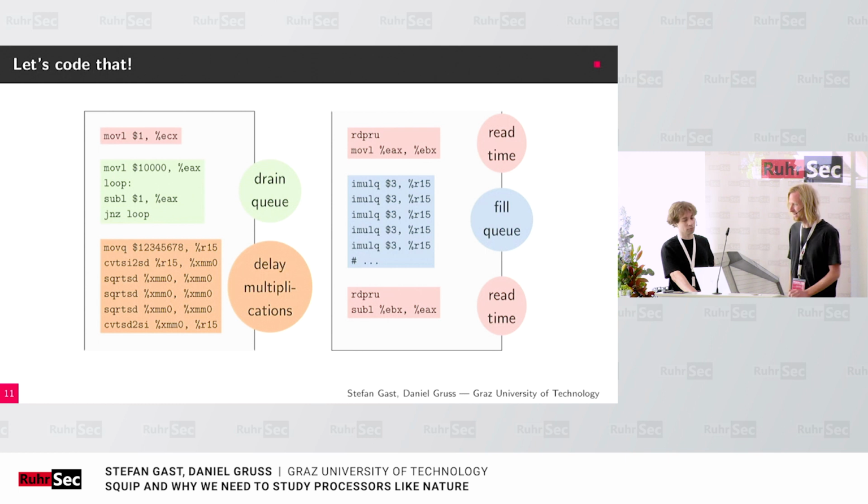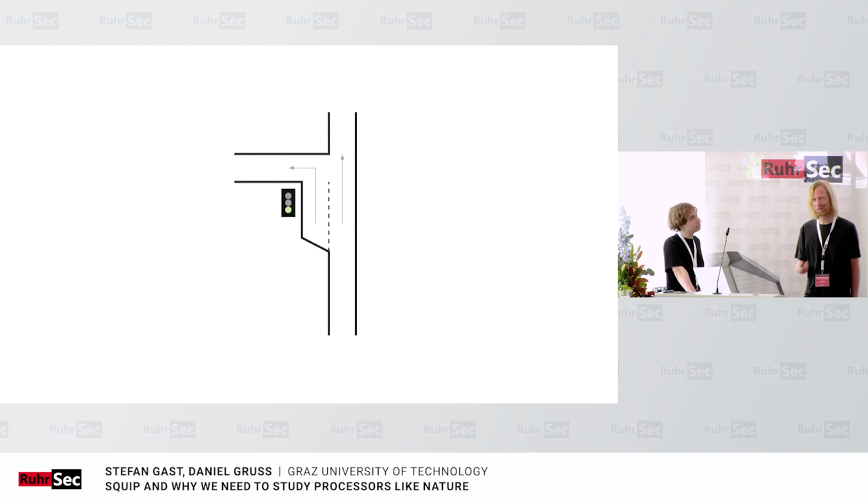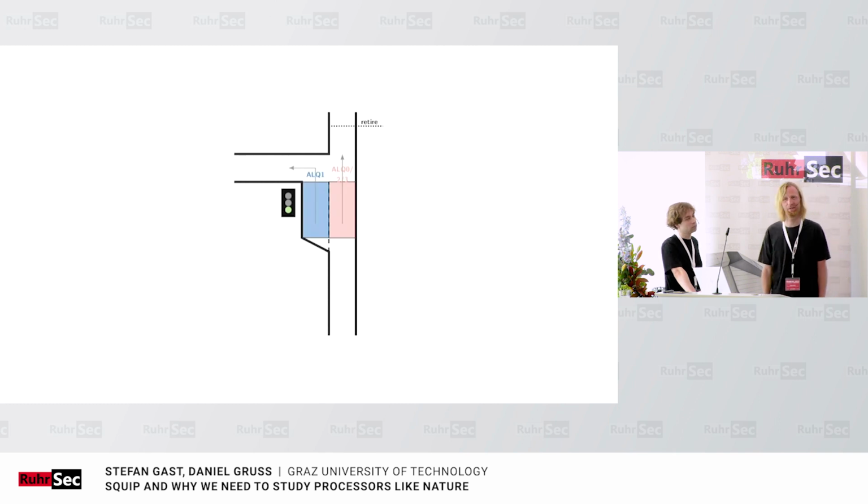But if we exceed it, then we observe this pipeline stall, and we see a large difference between the first and the second RDPRU. Maybe we can visualize that again, so that it's really clear. Remember from the illustration from before, we have this crossing here, and we have a left turn lane and a straight ahead lane. So that's basically our scheduler queues. The left one is for the multiplications, and the straight ahead is for everything else.